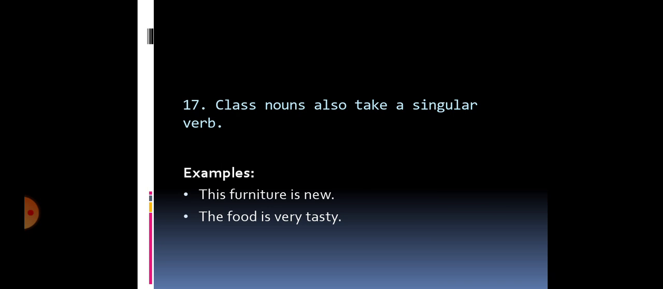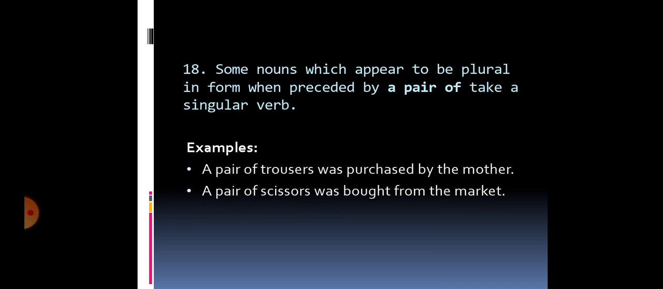Class nouns also take a singular verb. For example, this furniture is new. The food is very tasty. Some nouns which appear to be plural in form, when preceded by a pair of, take a singular verb. A pair of trousers was purchased by the mother. A pair of scissors was brought from the market. A pair of, and was.